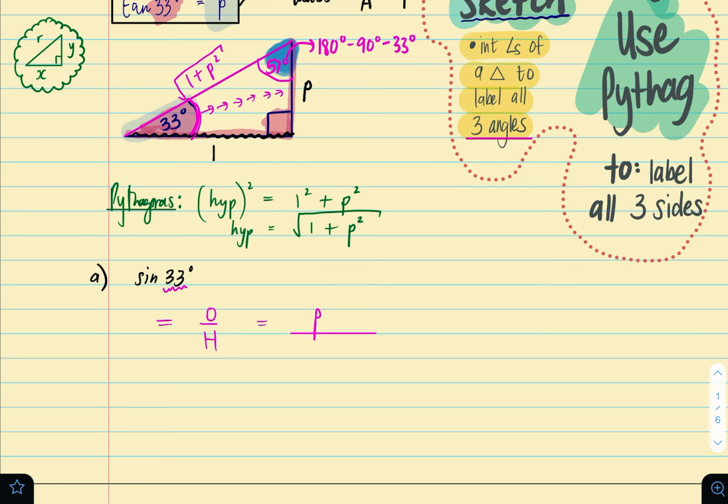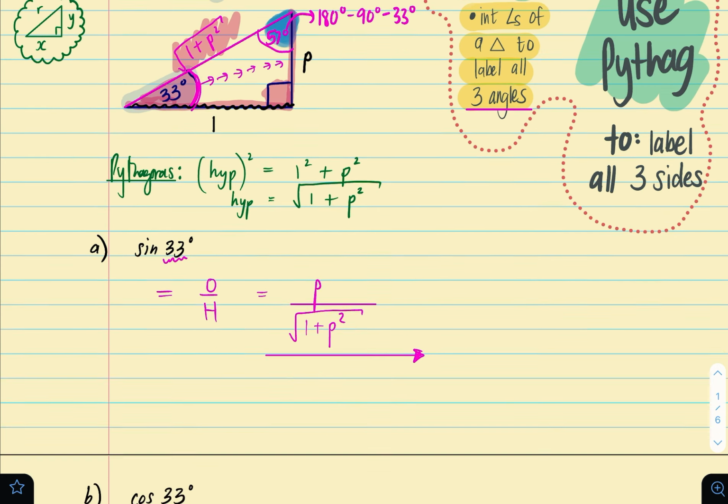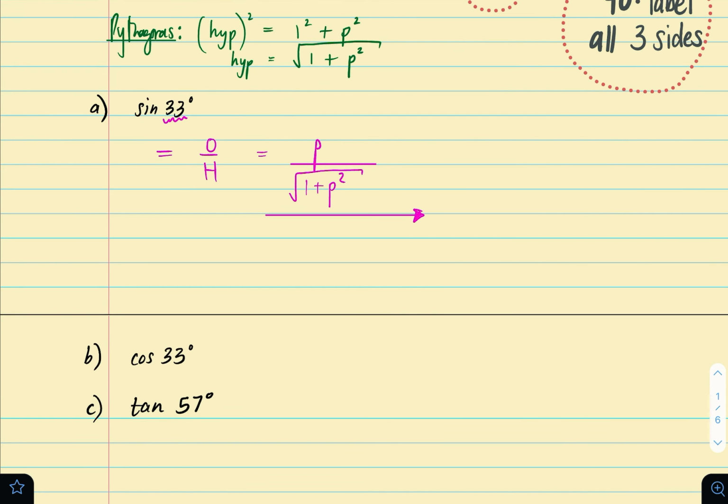And the hypotenuse, as we labeled earlier, is 1 plus p squared, all underneath a square root symbol. It could have been p squared plus 1 as well. We can add in any order, of course. Not so bad. Next one we have to do is cosine of 33.